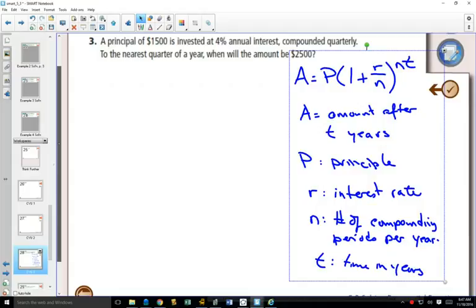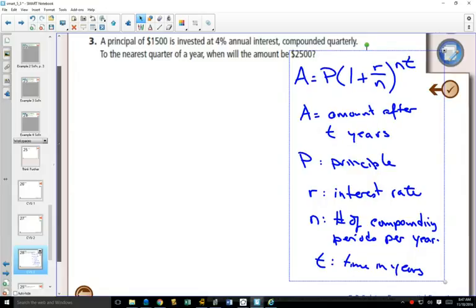A is the amount after T years. P is your principal, or the amount that you're starting with. R is your interest rate. And N is the number of compounding periods. So if they say it's compounded monthly, then N would be 12. If it's compounded quarterly, then N would be 4 times a year. Compounded daily, then N would be 365. And then T is the time in years.